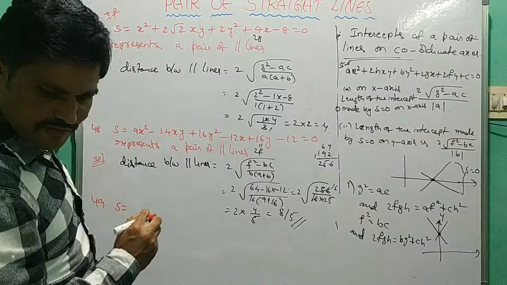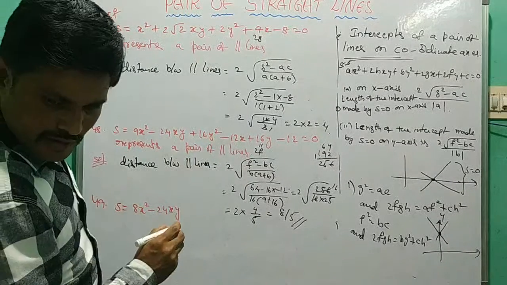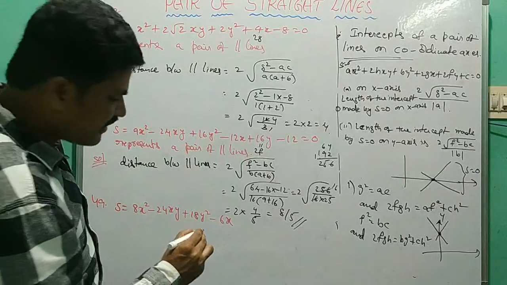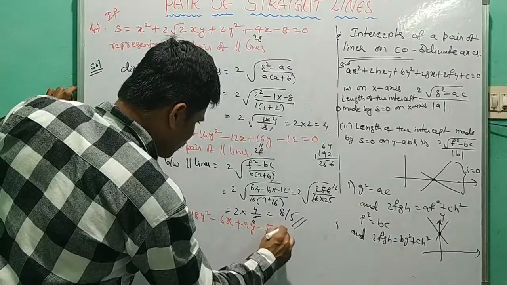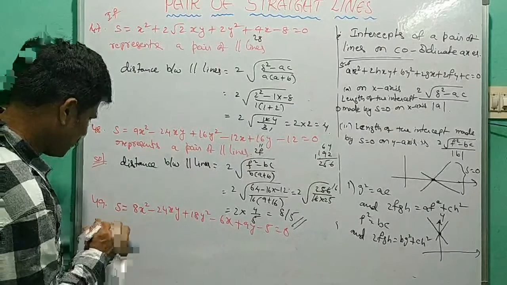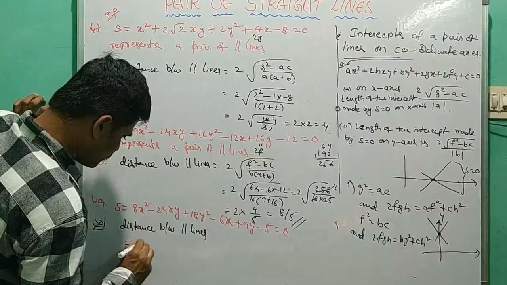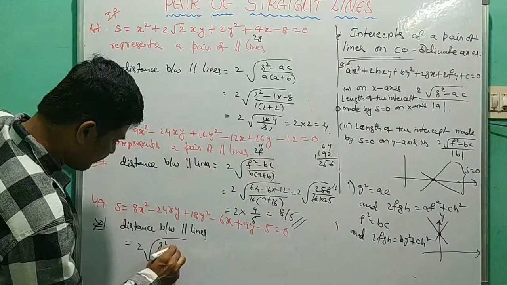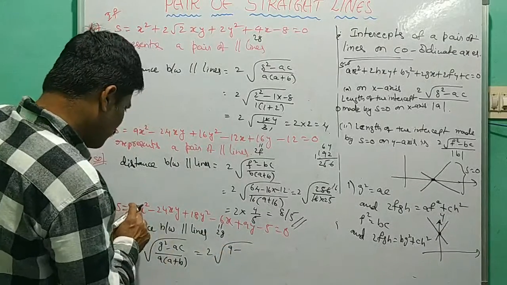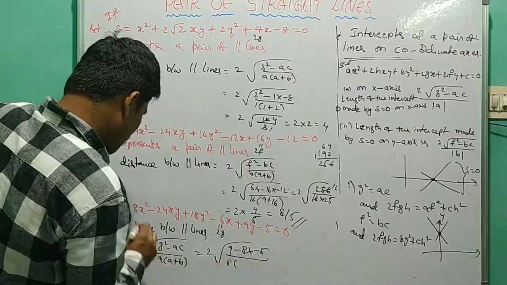The given pair of lines is 8x square minus 24xy plus 18y square minus 6x plus 9y minus 5 equal to 0. Here also we have to find the distance between parallel lines. Now we take the formula 2 into square root of g square minus ac by a into a plus b. We substitute g as 9, a value 8, c value minus 5, whole by a value 8 into a plus b, 8 plus 18.